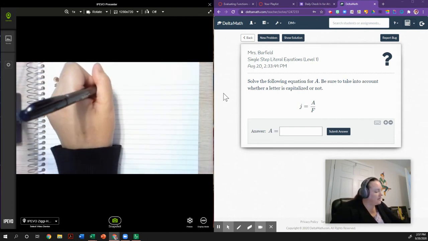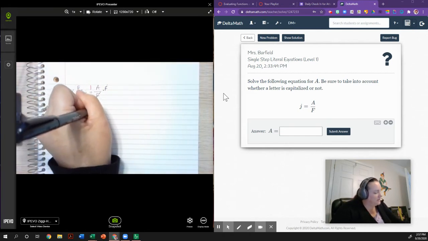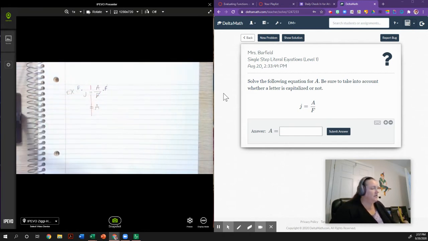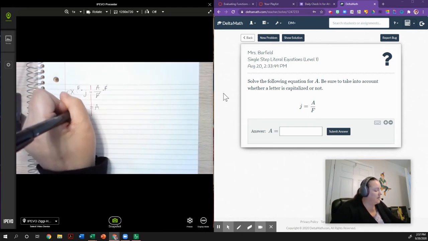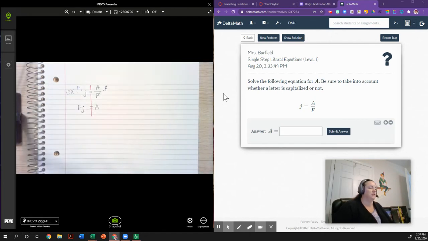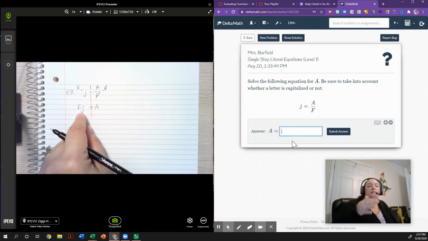So that means the numerator and the denominator of F eliminate. So capital A equals, well, this is just F times J. And we don't know what that equals, so we write F times J. Okay, so I've solved for A. Okay, and now you go in here into Delta Math and type it in. Okay, now just so you can see that you can flip it if you had written lowercase j then F.